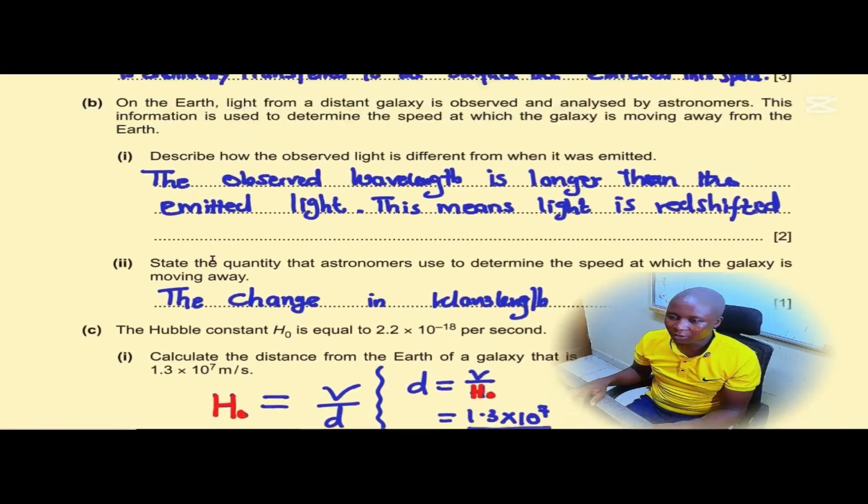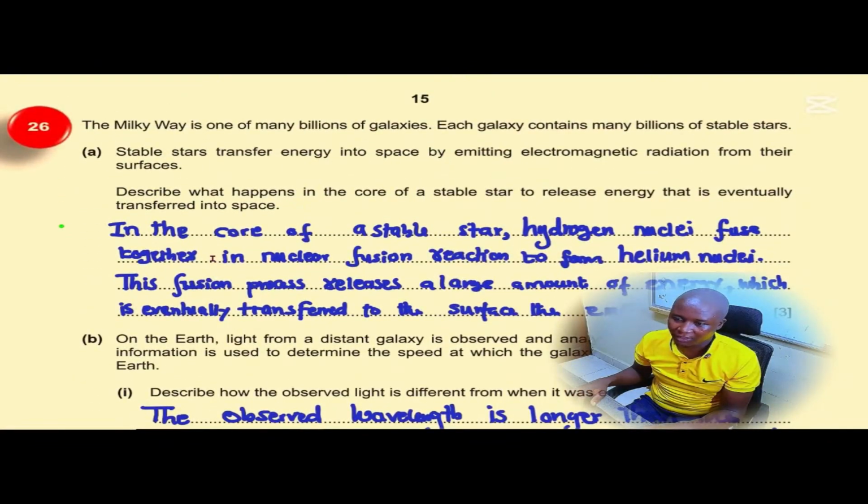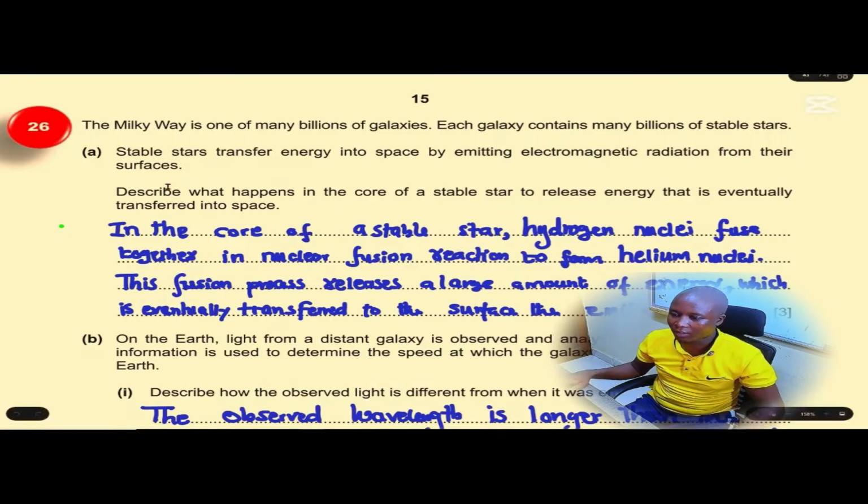Now let's move to space physics. Under space physics, we are told that the Milky Way is one of many billions of galaxies. A collection of billions of galaxies forms what? The Milky Way is one of the many billions of galaxies we have, and each galaxy contains billions of stars. A collection of stars is called a galaxy.